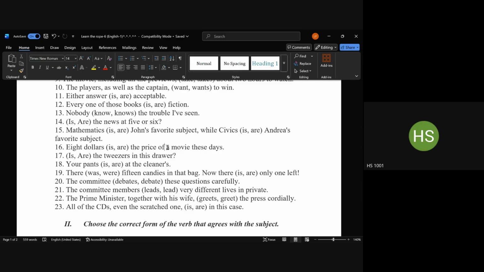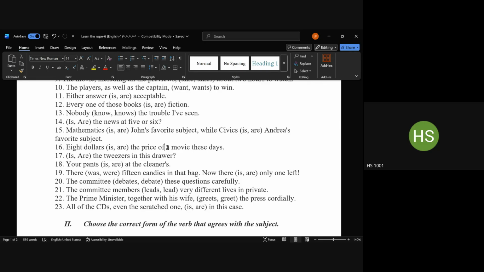Okay. So is the tweezers in this drawer is not right, right? You have to say are the tweezers, right? All of these, because they are inherently a pair. You cannot have a scissor working on its own. It needs to have both its hands. Same for the pants and for the tweezers and for jeans and everything, right?